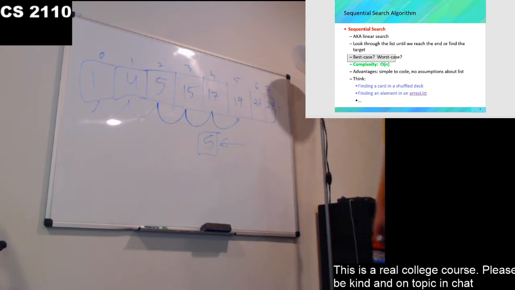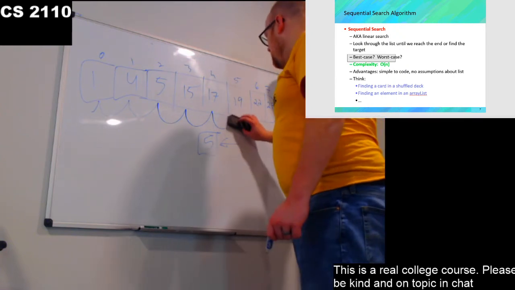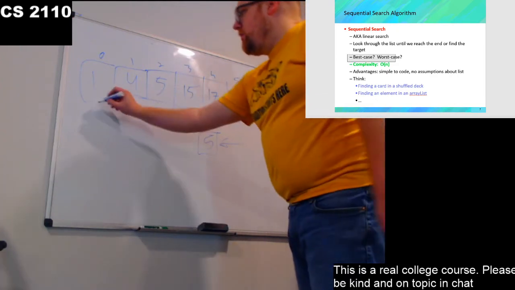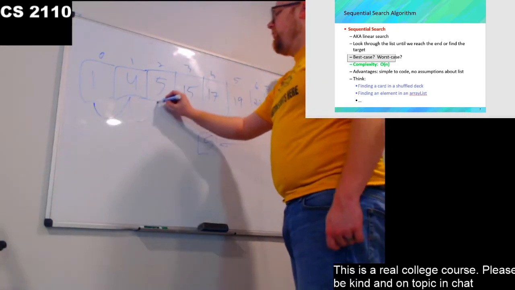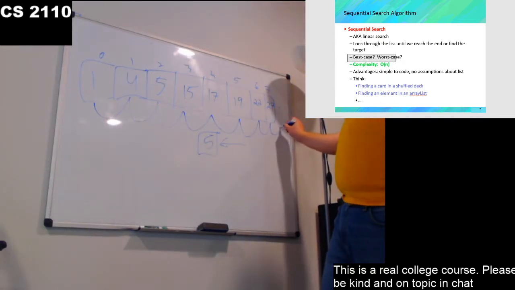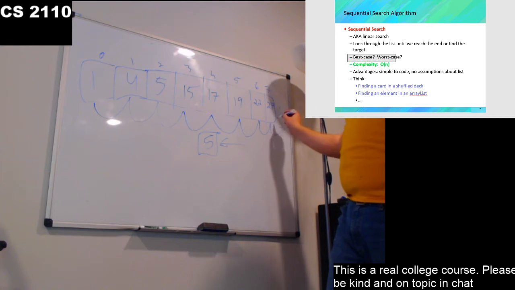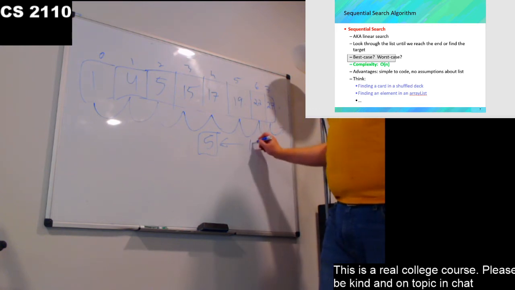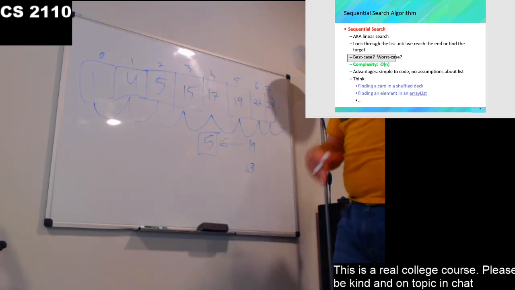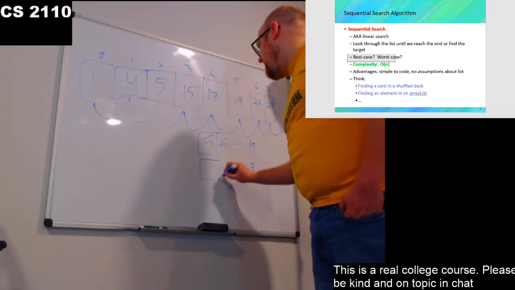Now, what if I were to search for 23? Well, if I were to search for 23, that's not 23, that's not 23, and then I've reached the end of the list and I never found it. So if I was searching for 19, that would return 5. For 23, I still have to return a number. This function returns an int. I can't return null, so I would return -1.